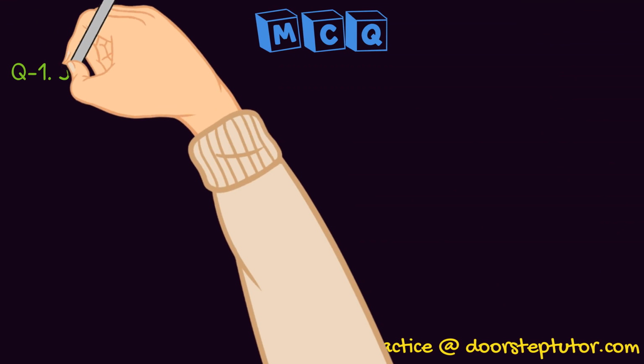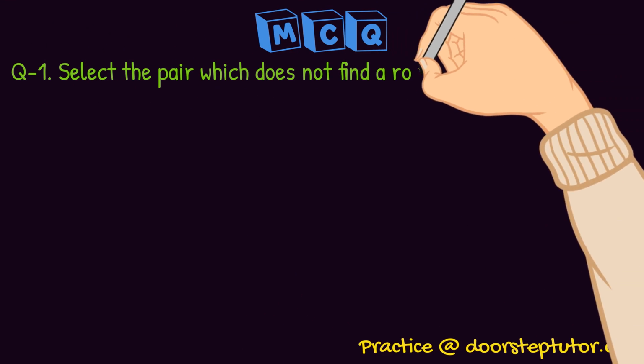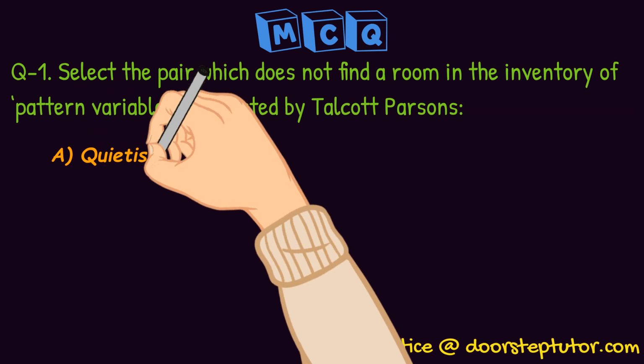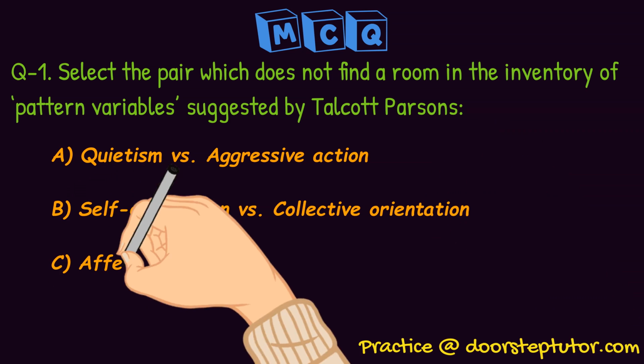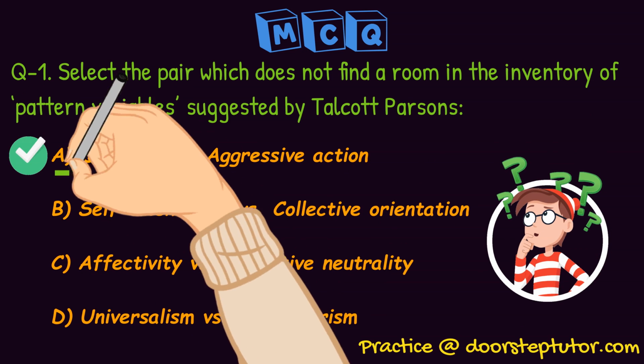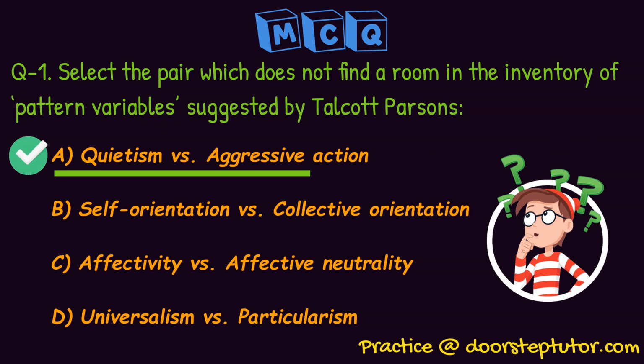Let us do some questions quickly. Question number 1. Select the pair which does not find a room in the inventory of pattern variables. So we just did pattern variables, and if you look at option number A, quietism versus aggressive action, it is not there in any of the pattern variables. So the answer will be option number A.